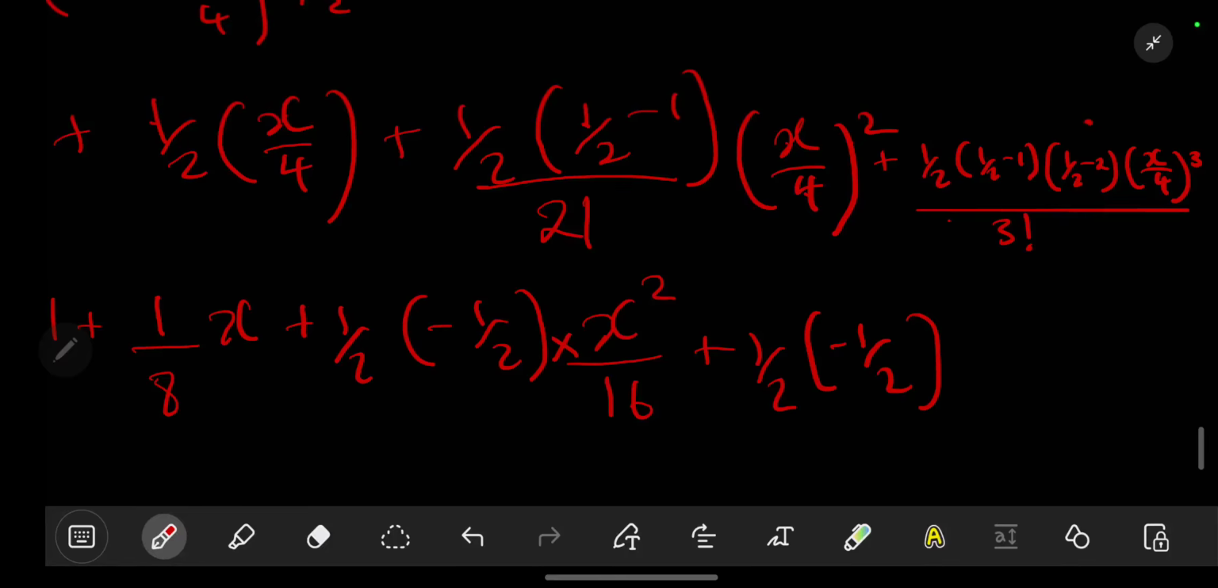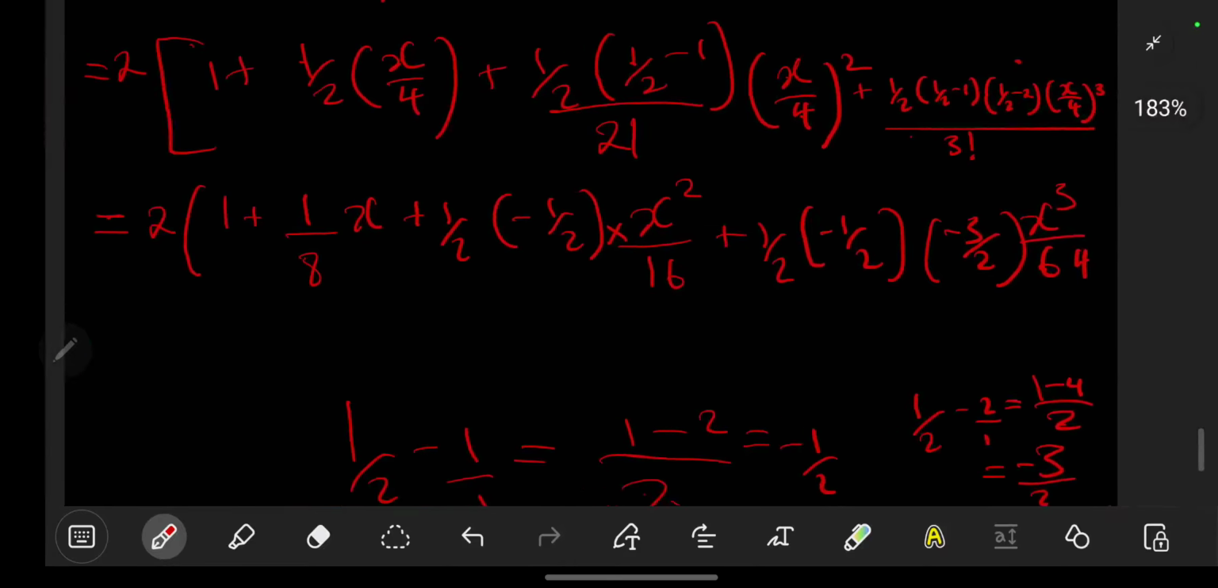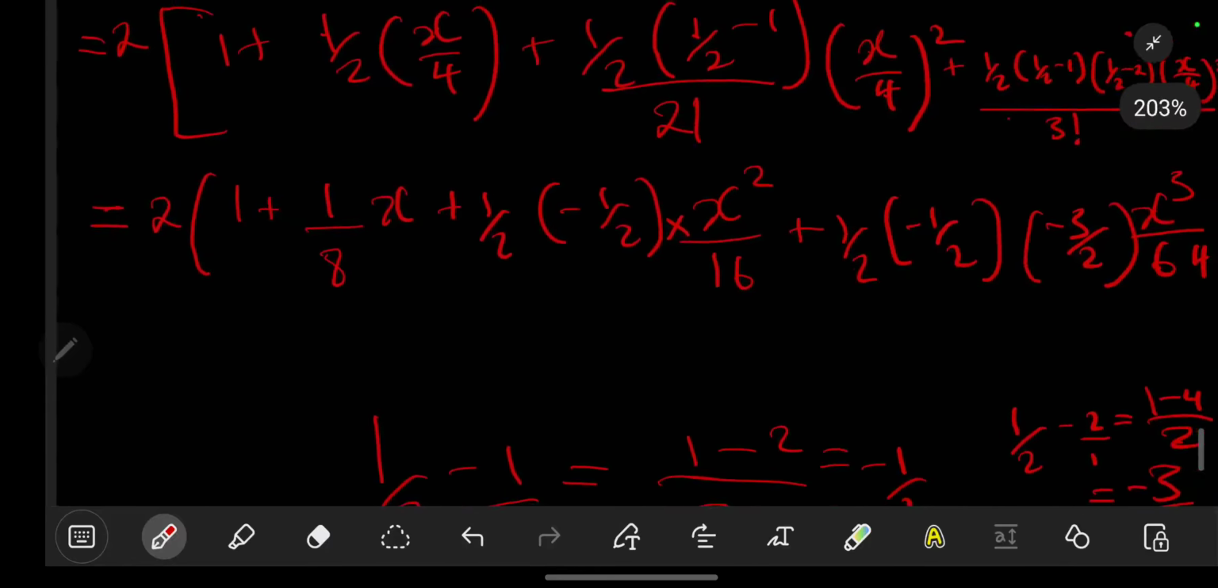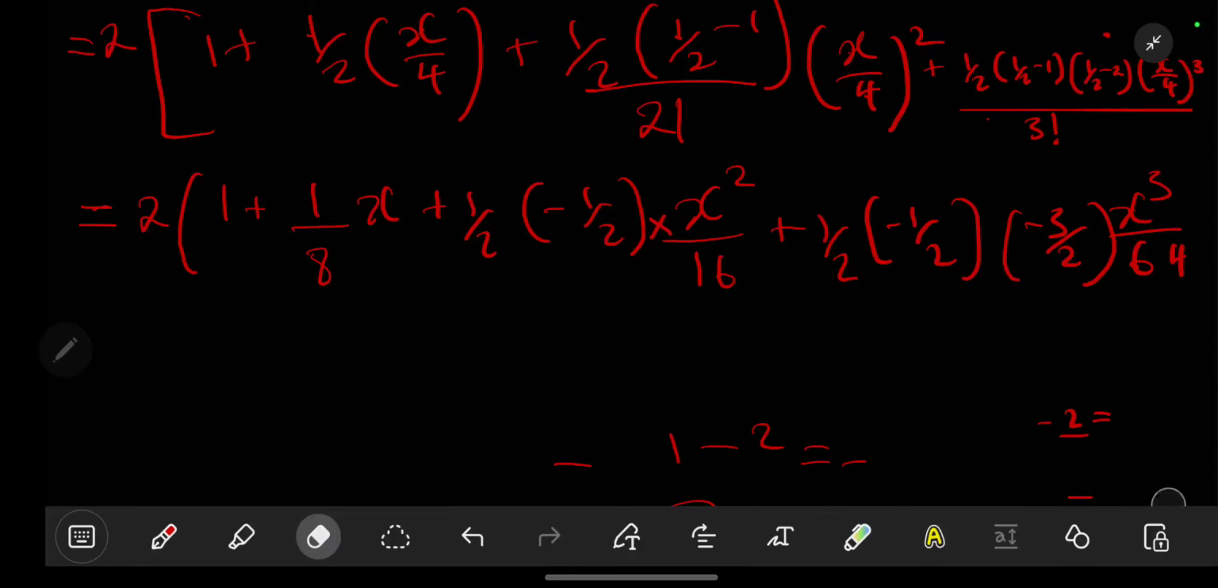So we are going to have our negative 3 over 2, then we have our x to the power of 3 over 4 to the power 3. That will be equal to a value of 4 times 4 times 4. That will give us a 64 like that. So with that done, let's do that. We are going to now simplify things.